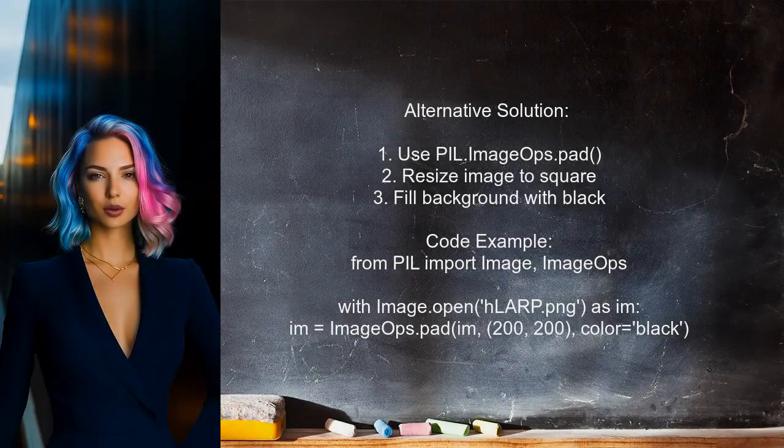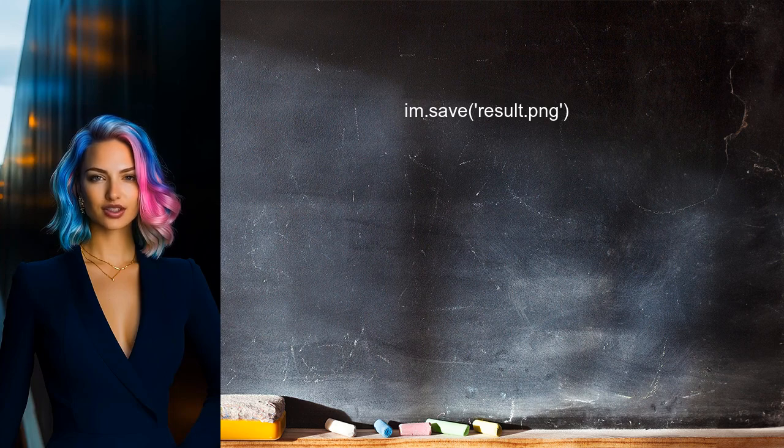An alternative solution comes from another user who suggests using the PIL library's ImageOps.pad function. This method allows you to resize your image to a square while maintaining the aspect ratio and filling the background with black.